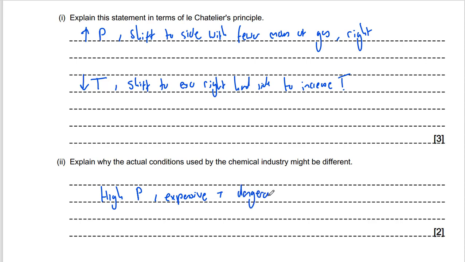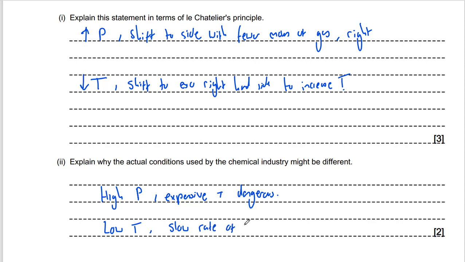Okay, so both of these things are prohibitive. In industry, you're likely not going to use the biggest pressure you can because it is dangerous to do so. It's very dangerous and massively expensive. In terms of temperature, whenever you lower the temperature of the reaction, that's cheap. However, you're going to have a very slow rate of reaction.